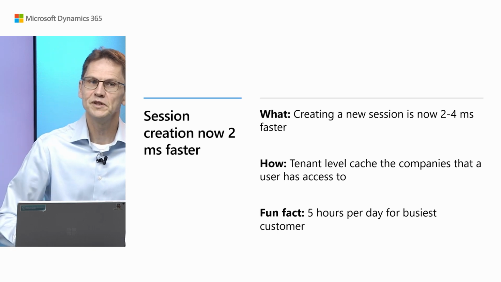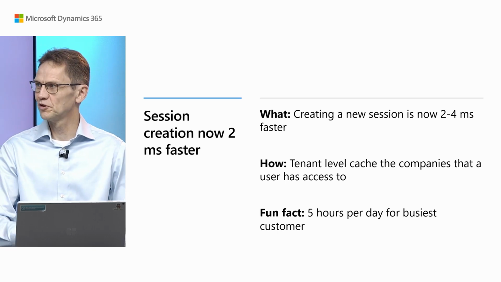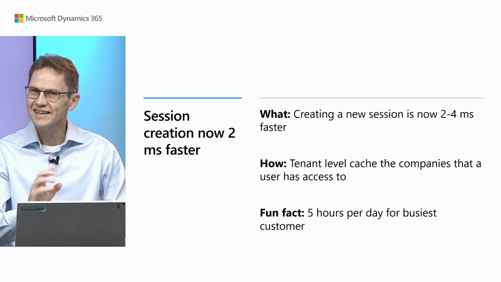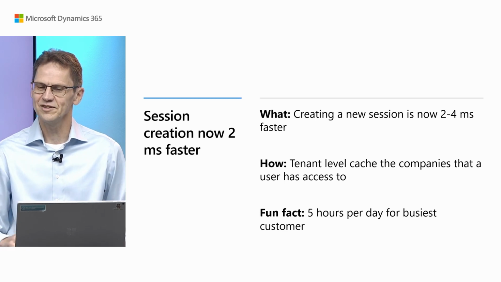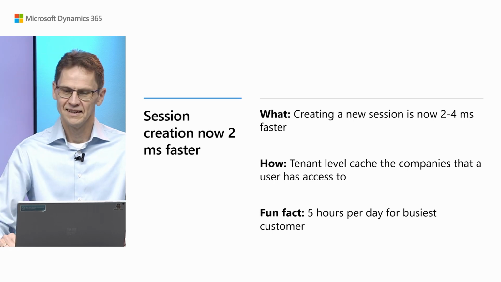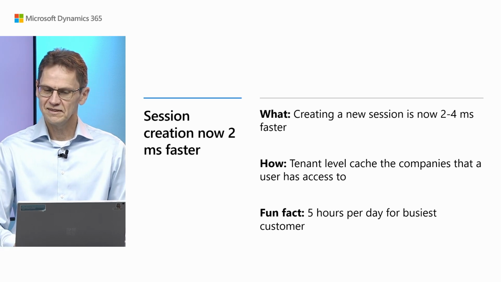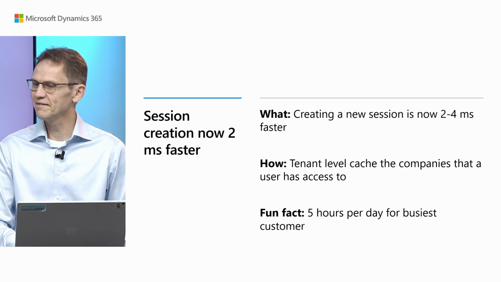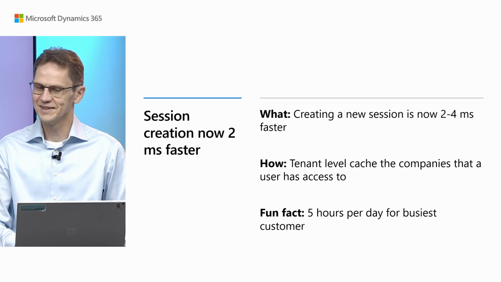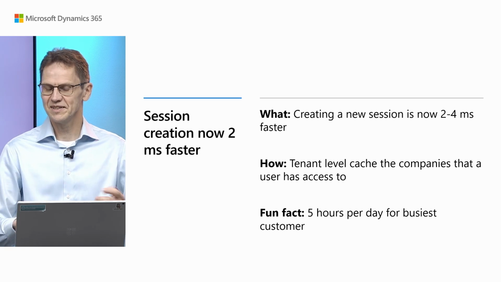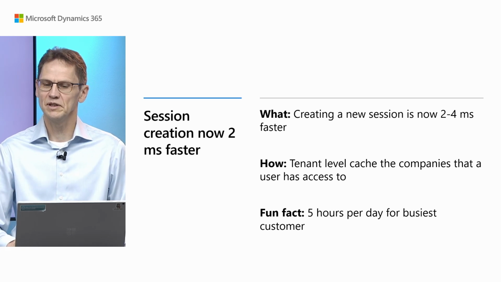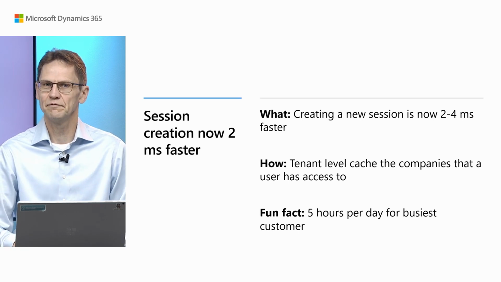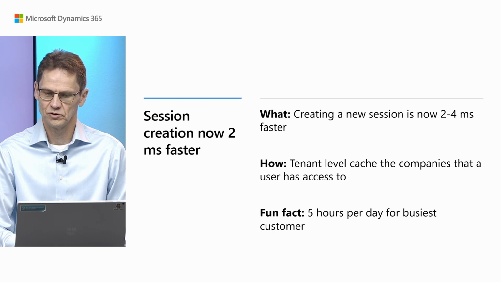Another small improvement, and this is more in the small curious things, is session creation, which is slightly faster. And you might think, so what does 2 to 4 milliseconds mean? Well, it actually means that for at least one of our customers out there, they will save 5 hours every day for the busiest customers. And this is done by just caching the companies that a user has access to so that we don't have to recalculate it every time a new session is created.